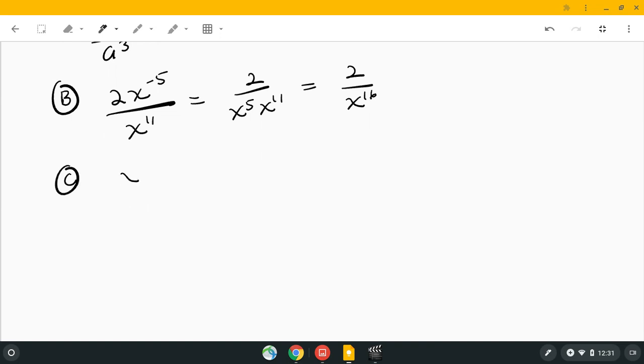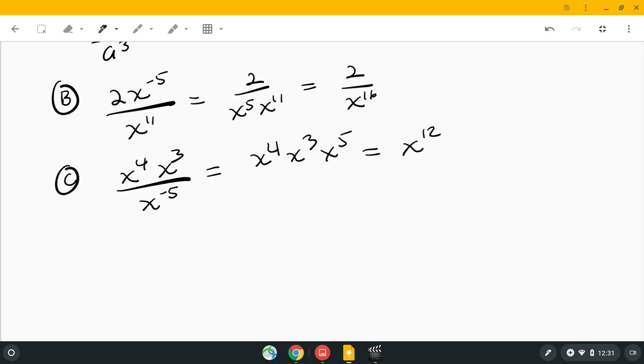If I have this one, x to the 4th, x cubed, x to the negative 5. I like to move my negative exponents around. So I'm going to go ahead and bring the x to the negative 5 up. And then I'm going to use my product rule, which says to add the exponents. And I get 12.